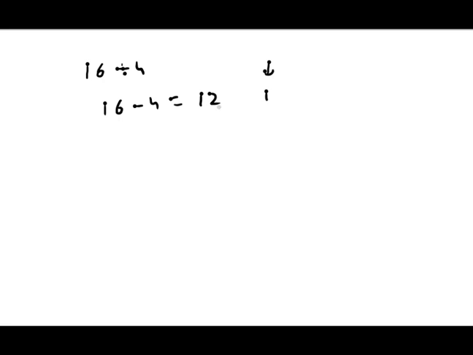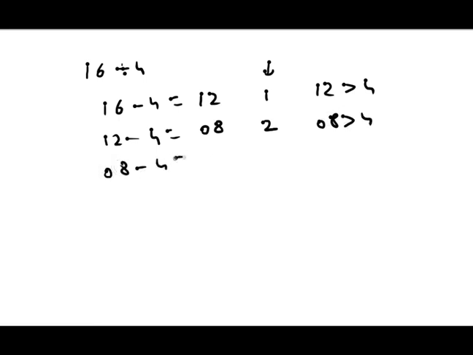And we check the difference we have got. Now this difference 12 is greater than 4, the divisor. So we again go for a subtraction. 12 minus 4 becomes 8. So we have performed the subtraction the second time. Now this 8 is again greater than 4, so we go for another subtraction. We get 04. This is the third time we are doing this subtraction.